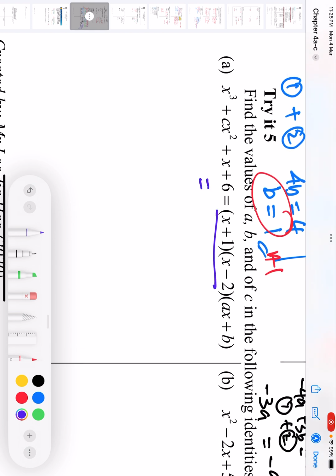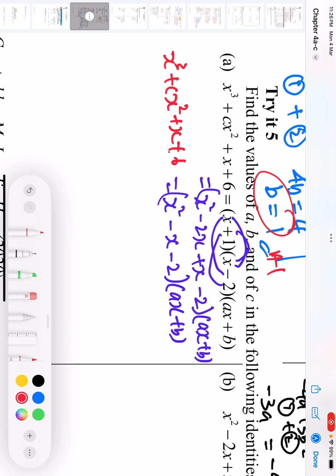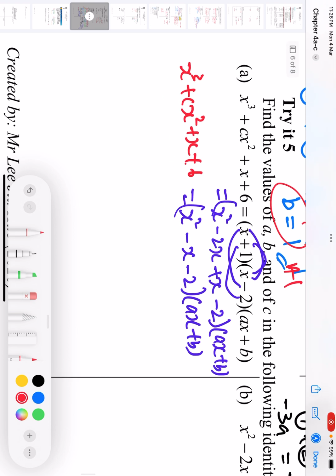I'm just going to expand these 2. I'm going to show you. I'm going to use the rainbow method. x times x gives me x squared. x times negative 2 gives negative 2x. 1 times x gives me plus x. 1 times negative 2 gives me negative 2. This times ax plus b. And this, let's group all the like terms, is going to be negative x minus 2, times ax plus b. Okay, and I know that this is going to be this. I'm just going to compare the coefficients.